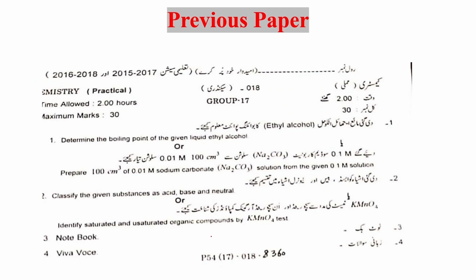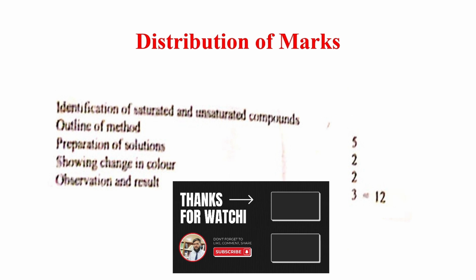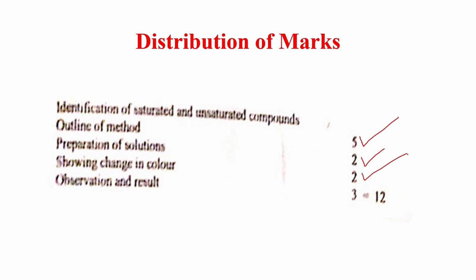If we look at the importance of this practical in the examination, this is the previous paper question: identify the saturated and unsaturated organic compounds by the KMnO4 test. Looking at the mark distribution, as I have already explained to you a number of times, 5 marks are for the procedure or outline of the method, 2 marks are for the preparation of the solution, 2 marks are for showing the change in color, and 3 marks are for the observation and results. So the total marks of this practical is 12.